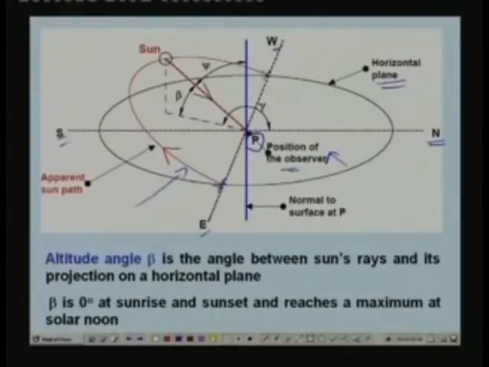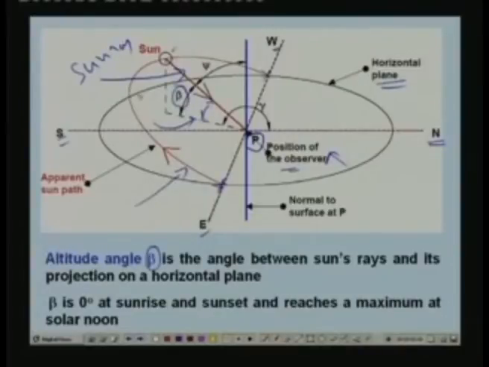Now, with reference to this figure, what is the altitude angle? Altitude angle is given by beta. Beta is the angle between the sun's rays and its projection on a horizontal plane. So, this is your sun, and this is the sun ray. Beta is nothing but the angle between this sun ray and its projection on the horizontal plane. The projection of the sun's ray on the horizontal plane is this. So, the altitude angle is this angle, that is beta.